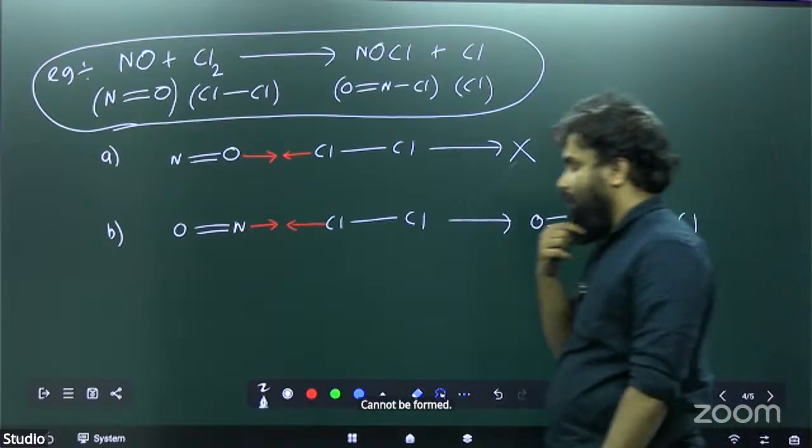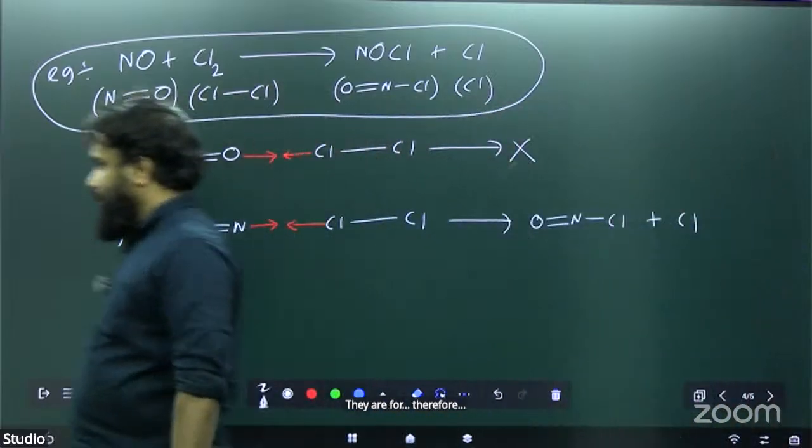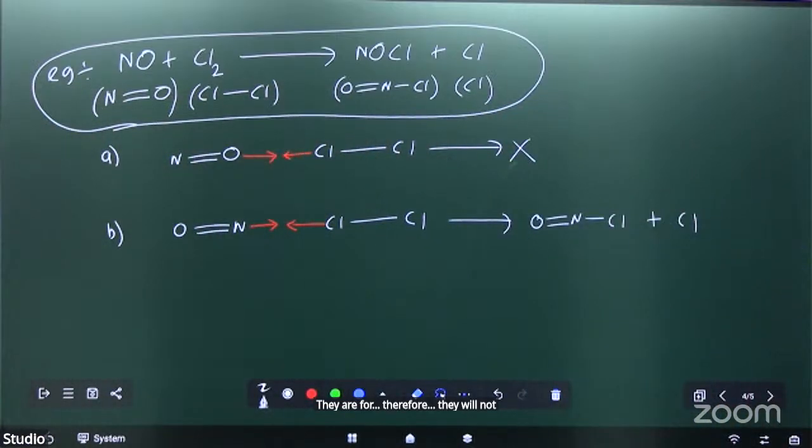Therefore, they will not converge to the product.